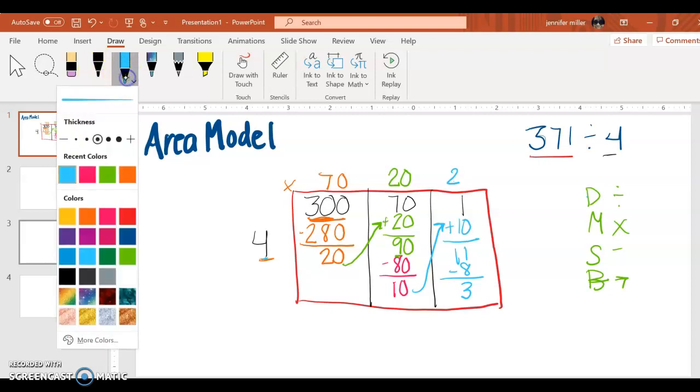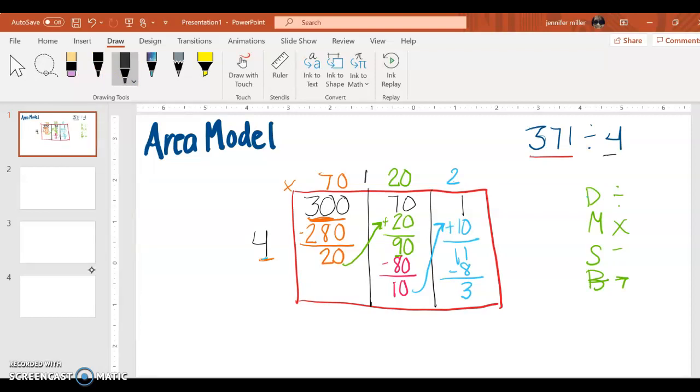So that tells me now I add my partial quotients. 70 plus 20 is 90, plus 2 more is 92. And then I bring the 3 up and turn it into a remainder. So 92 remainder 3. Again, this is the area model. Put this in your notebook, rewind it, come back, do what you need to do.